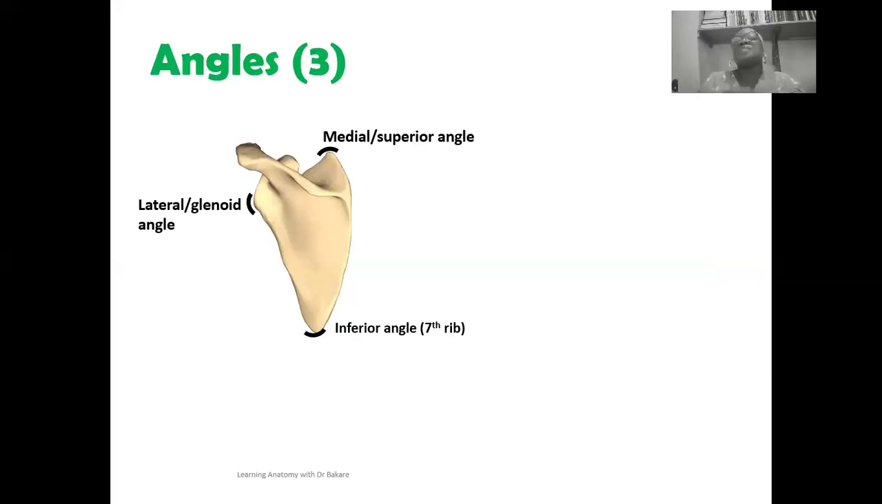So if it runs from the second to the seventh rib, it means that its inferior angle will be at the level of the seventh rib. So it's important that we also highlight this. So these are the three angles of the scapula. Around the inferior angle, the scapula is related to the latissimus dorsi muscle. And this is what is highlighted here in yellow.